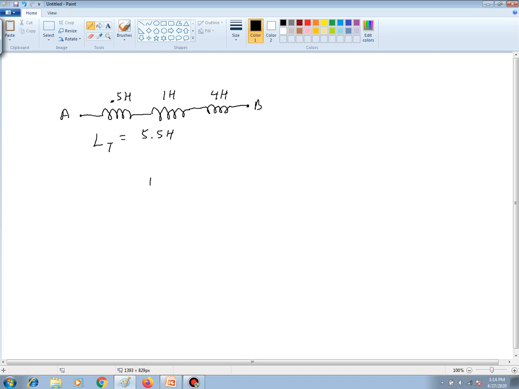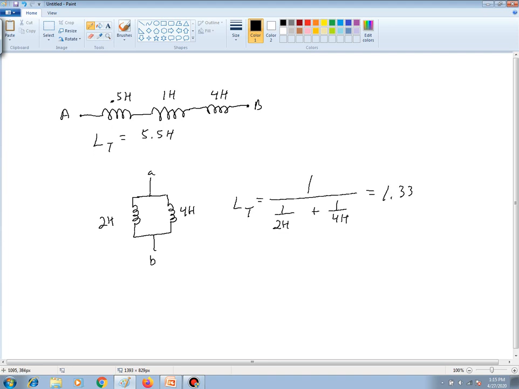Now, if we had two inductors in parallel, for example, something like this, with points A and B right there, and this was 2 henries and this was 4 henries, then L total from the perspective of points A and B would be 1 over 2 henries plus 1 over 4 henries, which would be equal to 1.33 henries.